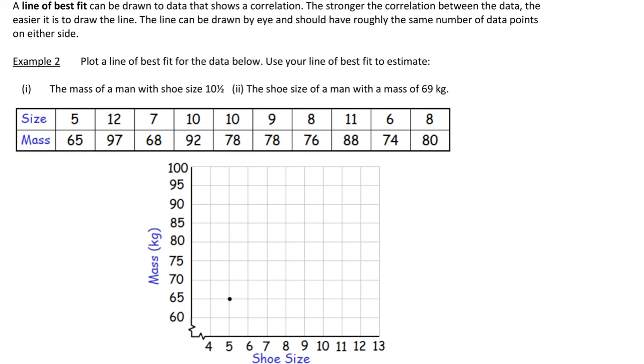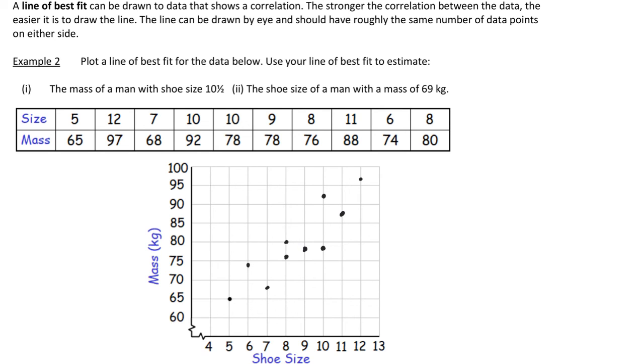And we've got 12 and 97, 7 and 68, 10 and 92, 10 and 78, 9 and 78, 8 and 76, 11 and 88, 6 and 74, and 8 and 80. So that's all our points plotted.